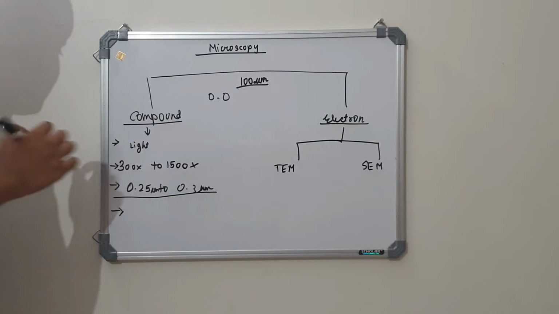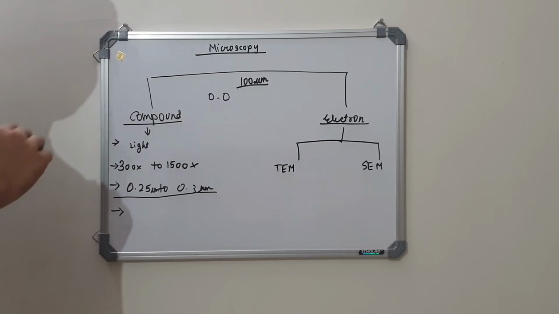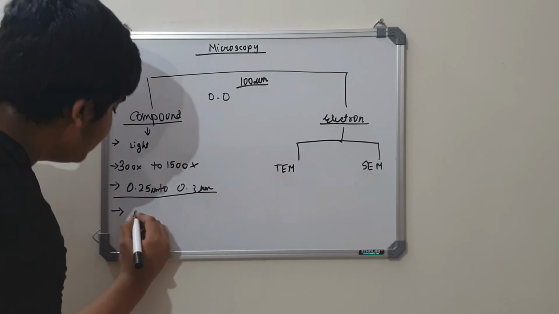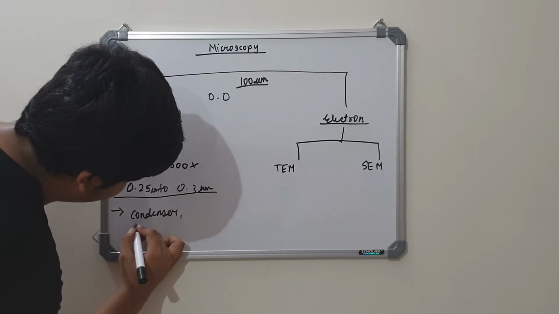It uses light. So how does it use light? There are 2 parts in the compound microscope which help it focus light: one is the condenser and the other is a reflecting mirror.